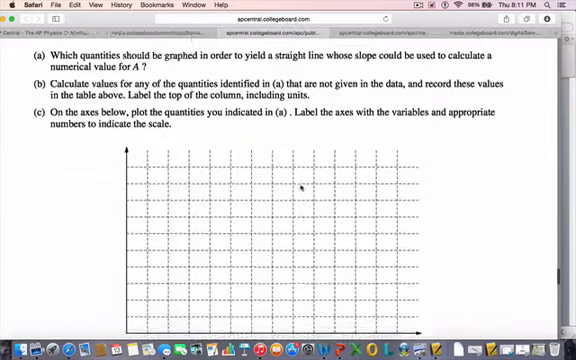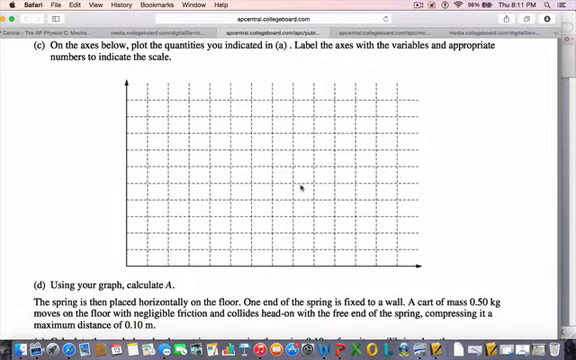Okay, we're going to now look at part C of that same question. Part C, go ahead and pause and read, and also read part D.